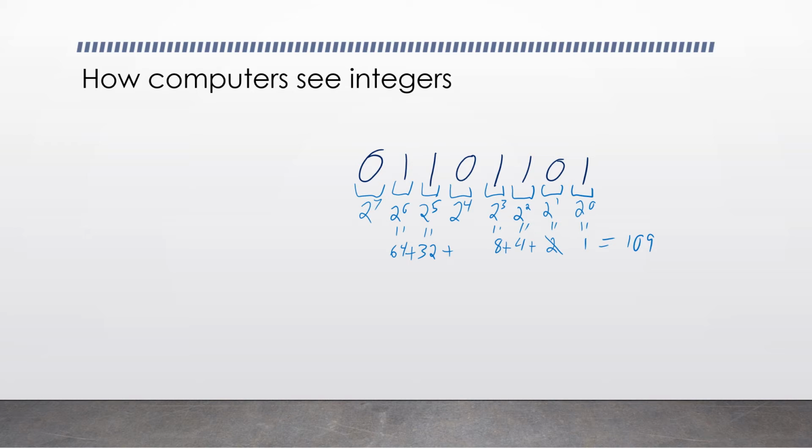So the binary number 01101101 is equivalent to the decimal number, base 10, called decimal 109.